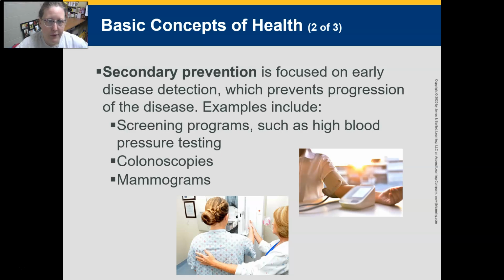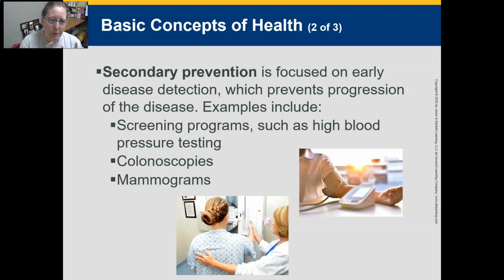Next is secondary prevention. So this is focused on early disease detection, which then prevents the progression of the disease because we can start intervening and managing the disease, especially if it is a chronic disease. But even if it's not, let's say it's an infection, the earlier you catch it and treat it, the less likely you are to have complications.